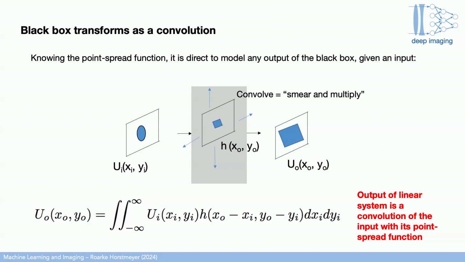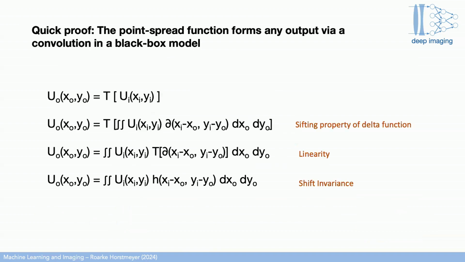Okay, and so we can derive that in 3 easy steps. This is our very quick proof of the fact that given any input, you can model any output, assuming the 3 assumptions I made for a linear black box system. We started off with the assumption that the output is going to be modeled by a general transformation T, which takes any input in.